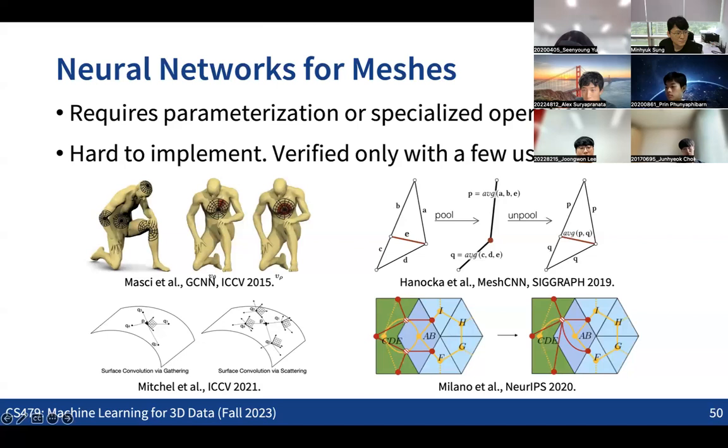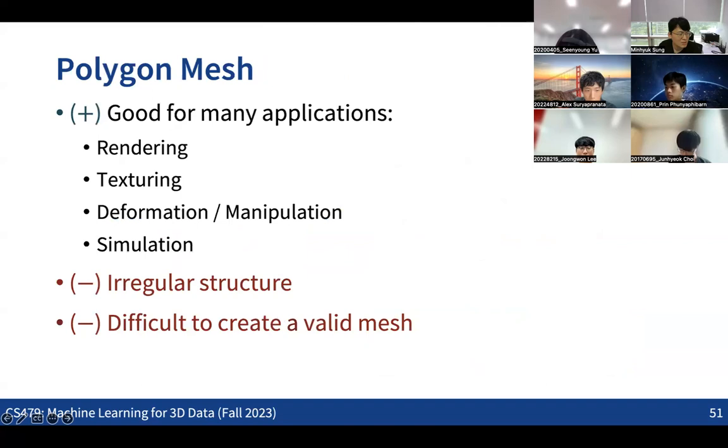Also, in terms of using this representation not only for processing but also for generation, we are going to get into how we can produce 3D outputs using a neural network, not just taking the 3D data as input. The problem is that it's really challenging to make a valid mesh. We also discussed multiple criteria for defining the validity of meshes, and it's really challenging to satisfy all the conditions in the final outputs.